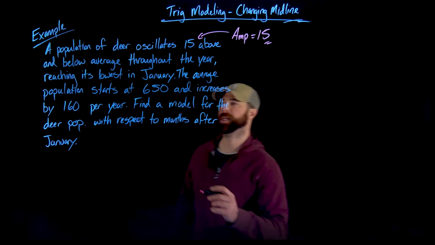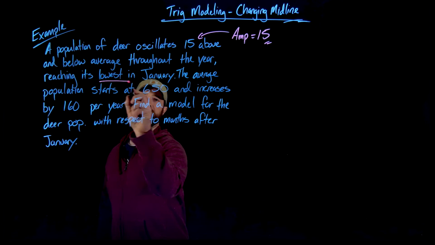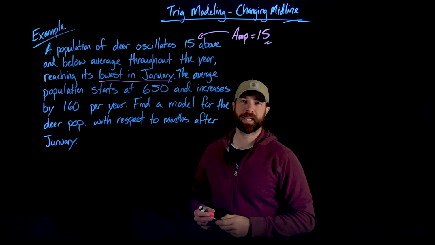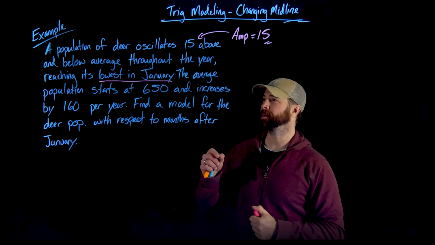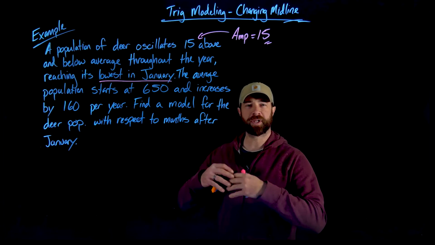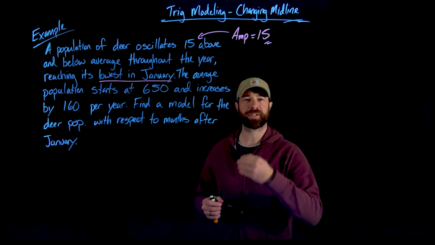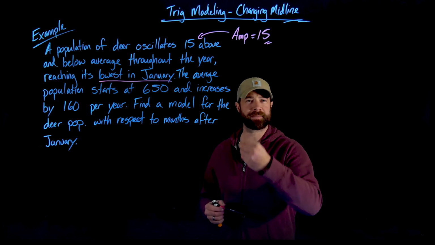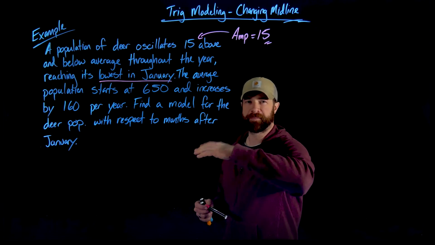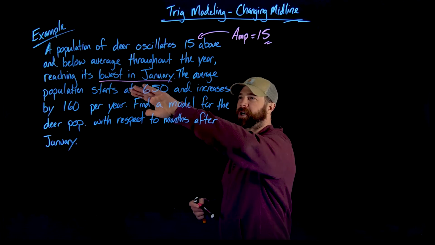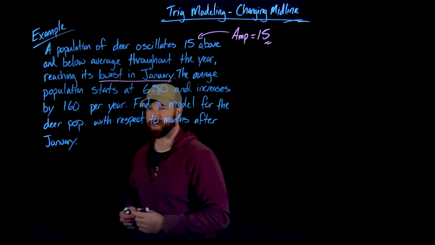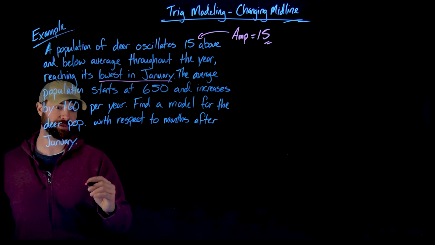And also knowing that it reached its lowest in January is really important. In this case right here, what I'm going to use is a vertically flipped cosine function because cosine starts at its maximum or minimum. In this case, I'm going to flip it so it's its minimum starting in January. So let's start just basically scoping this out.